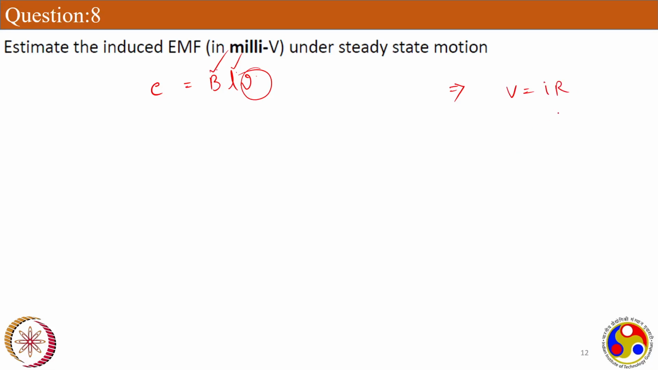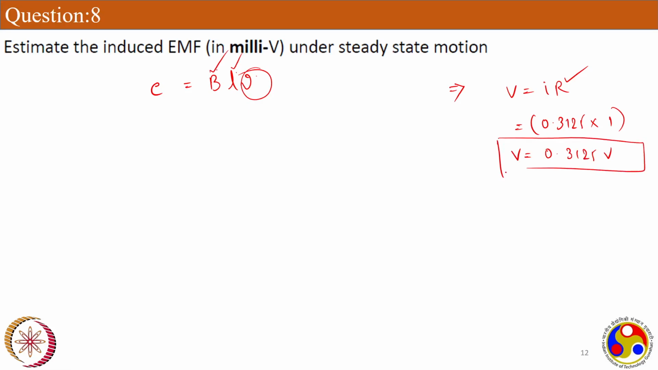Sorry. In the previous question itself, we have calculated the current flowing through the circuit. So we will be making use of that part of the question, and we will find the induced EMF using the current. Now resistance is already known, 1 ohm. So 0.3125 multiplied by 1. So the induced voltage will be 0.3125 volts. So there is no need of velocity exactly unless they ask it now.